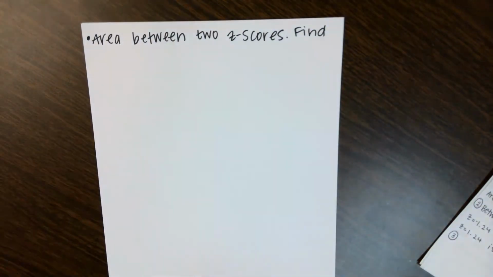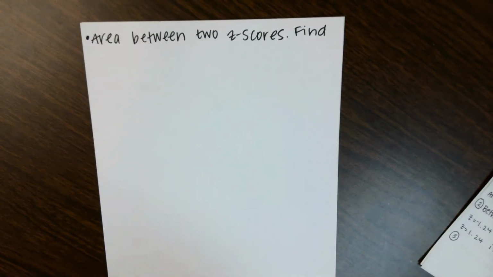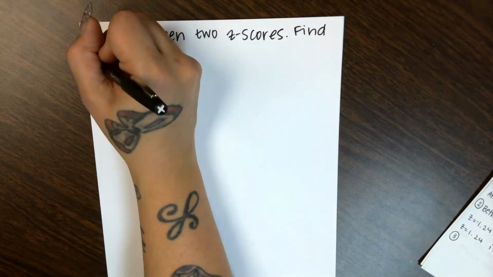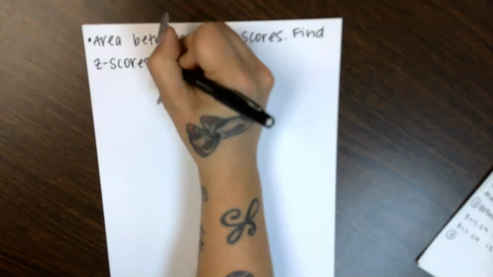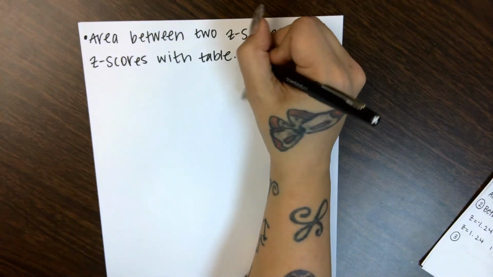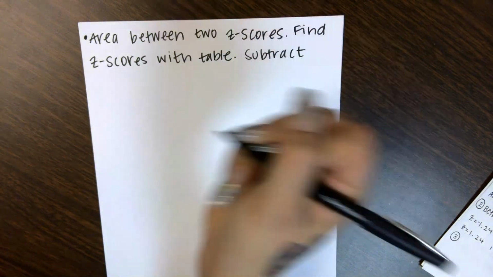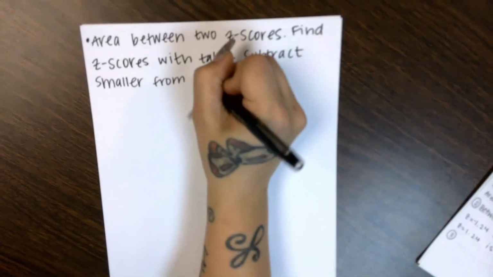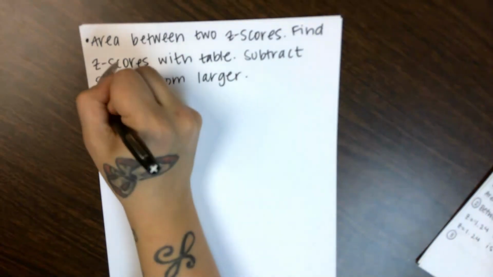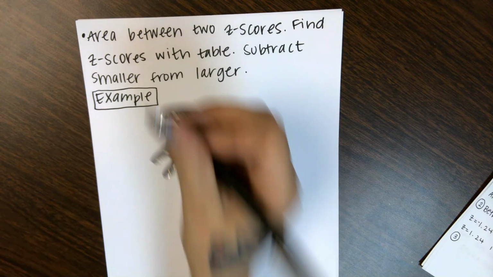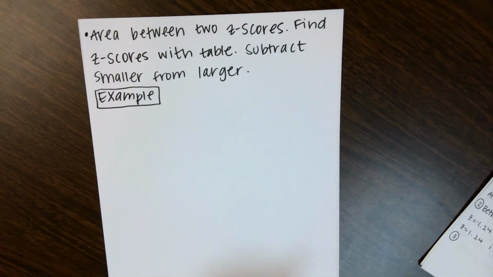So this is what we do. If it tells me that I'm trying to find the probability between 2 z-scores, you find z-scores with the table, so you find each individual z-score, and then we subtract smaller from larger. Example. And so the problem itself says find the area between, and then it gives you 2 different z-scores.